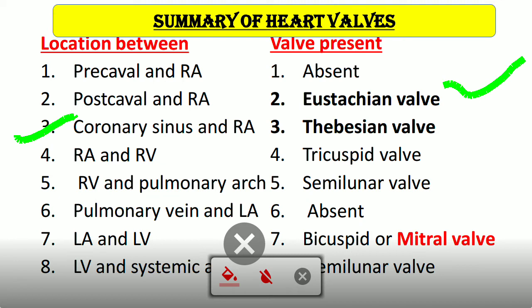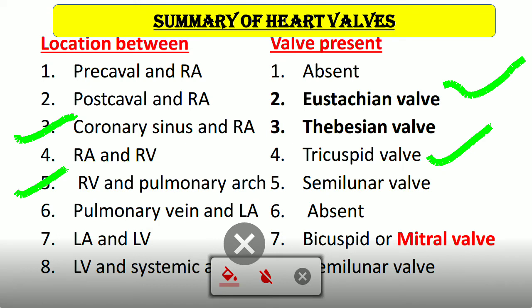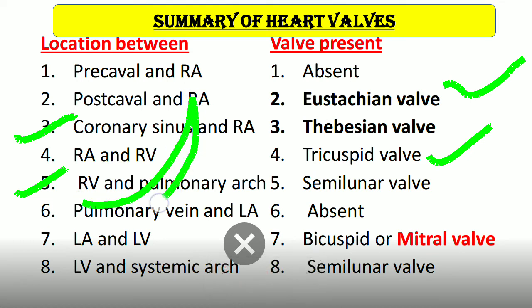The right atrium and right ventricle have the tricuspid valve, as I already told you. Now, right ventricle and pulmonary arch. The pulmonary arch has semilunar valves. Why semilunar? Because they have a valve which looks like a half moon. So, semilunar valve. Understood?